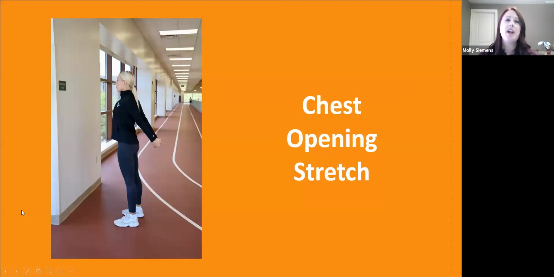The chest opening stretch elongates the chest, expands the abdomen, and stretches the anterior shoulders. To do this, you want to stand with your feet hip width apart, parallel or slightly further. Ground yourself through all four corners of your feet and clasp your hands behind you.